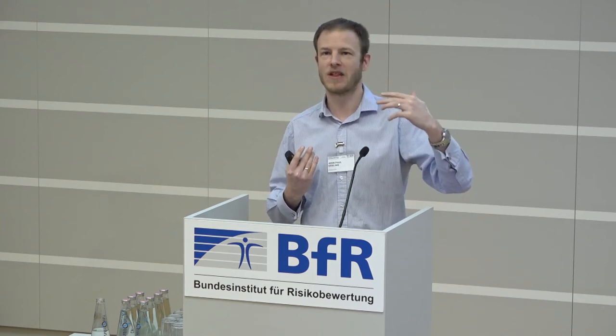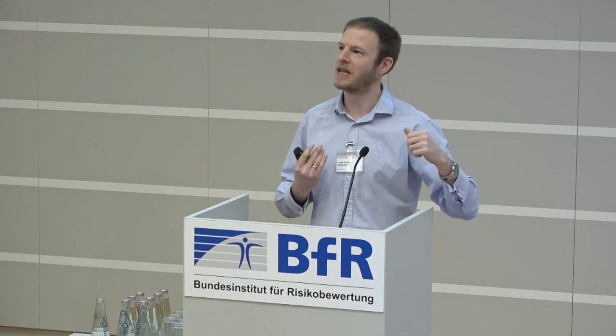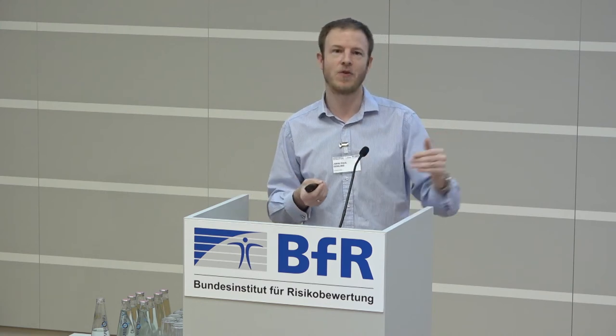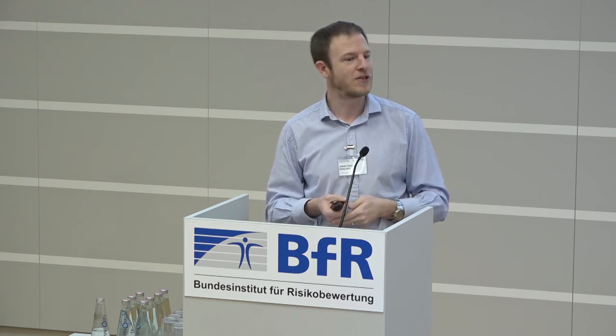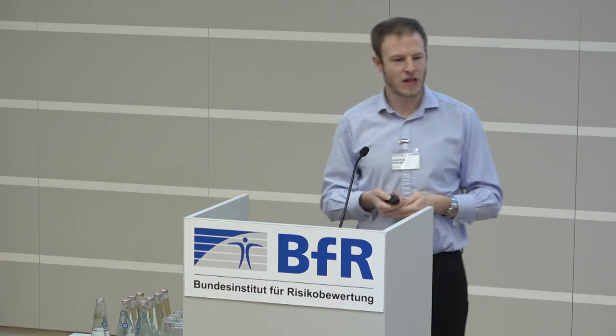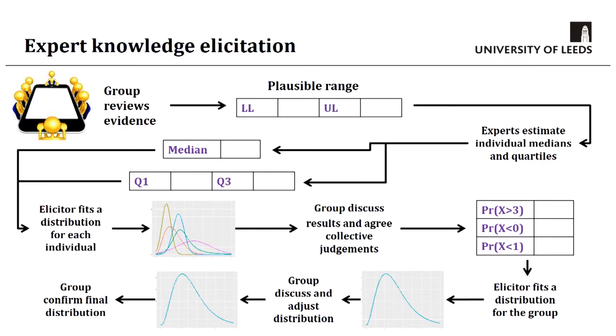So we've already seen people ask about the priors in a Bayesian model. When I see a prior, it's a very natural question: where did that prior come from? What evidence was that based upon? And part of our process when we do an expert elicitation is to capture all that information. So this is the run through of the way that I would conduct an expert knowledge elicitation.